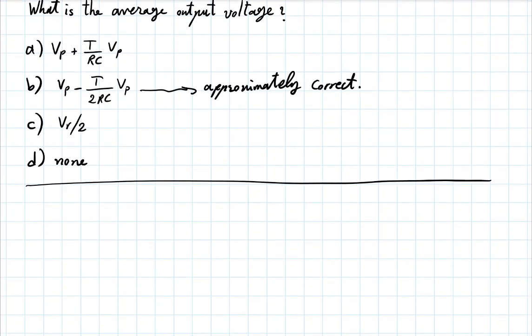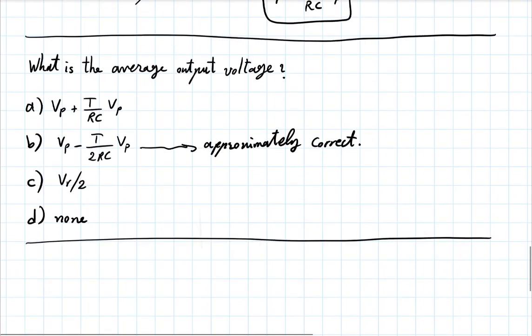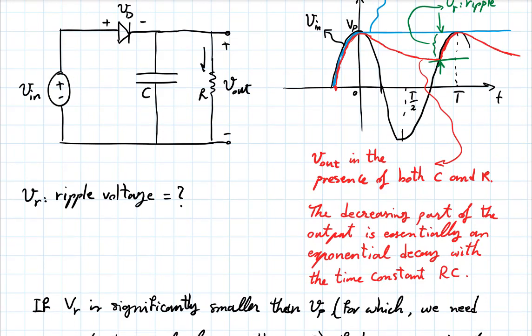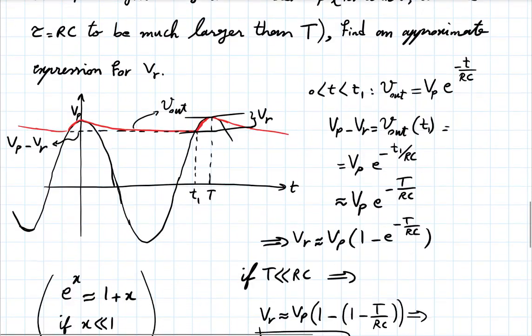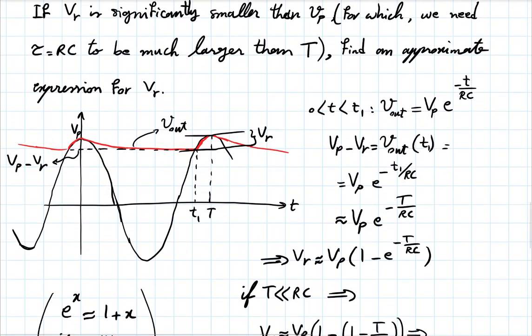Well, what is the average output current? So if I am interested in the current through the resistor, oh, this is by thinking in very simplified terms. I have a signal going between Vp and Vp minus Vr, right? If this was a linear drop, the average would be the midpoint, right? So it would be Vp minus half of Vr. But that's very approximate, okay?